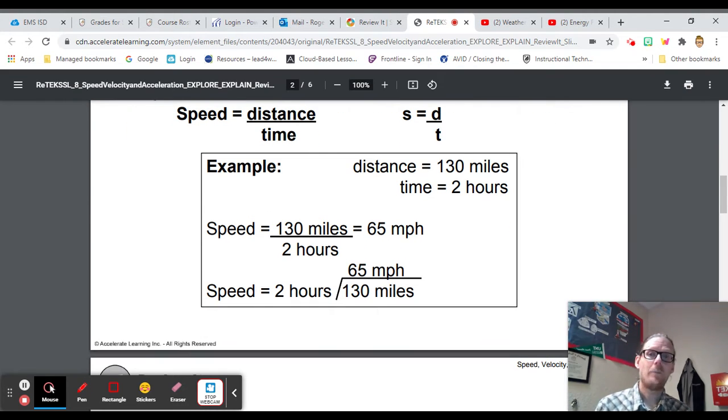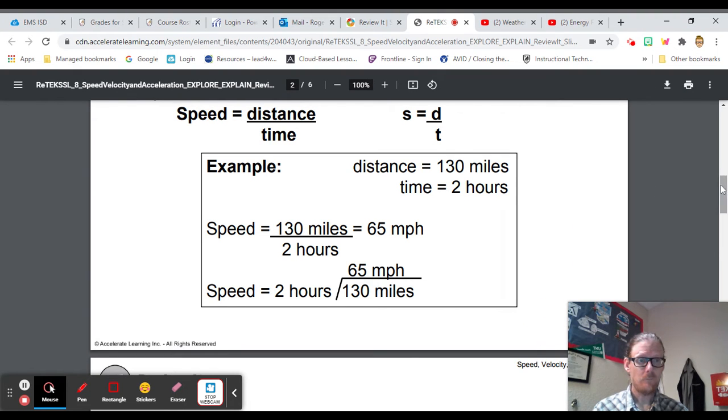So for example, if you have a distance of 130 miles, let's say the car traveled 130 miles and it took 2 hours, then you just would do 130 divided by 2 hours in your calculator. So you'll have access to a calculator to do these. You can use scratch paper, and all you'll do is 130 divided by 2, and in this case, it would be 65 miles per hour.